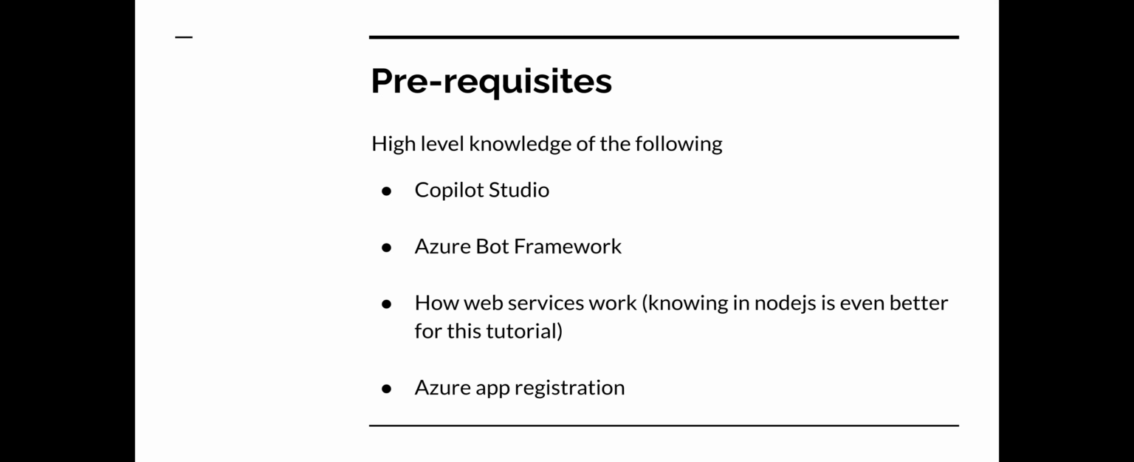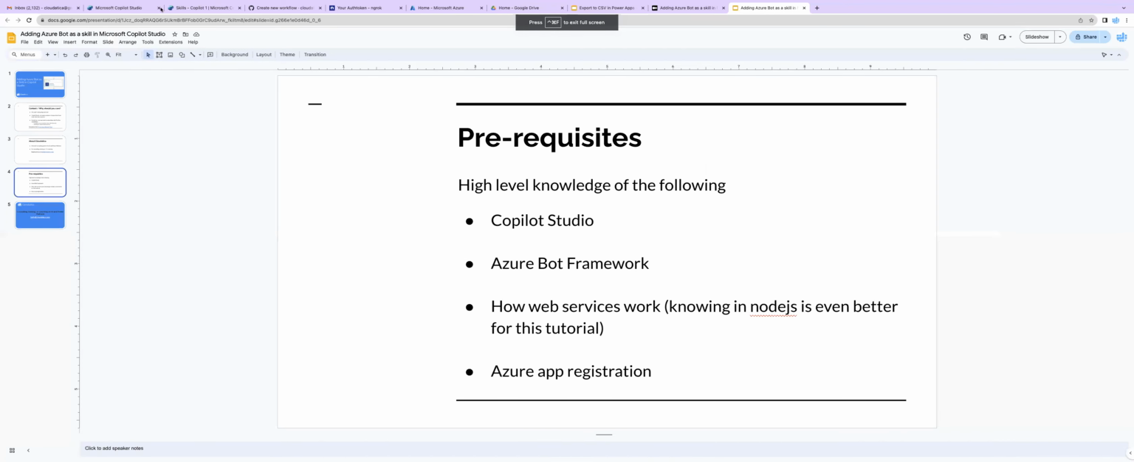For example, what does it mean when we say that something is talking over HTTP, something is a route in your web service? Those high level ideas you should have. And the last one, having some basic idea of what Azure App Registration means. Again, you don't need to know the details of any of these things. No in-depth knowledge is expected, but this is not an intro on some of the things that we will cover in this tutorial.